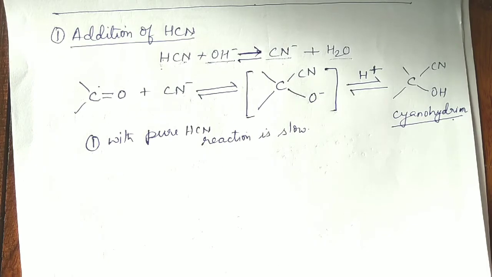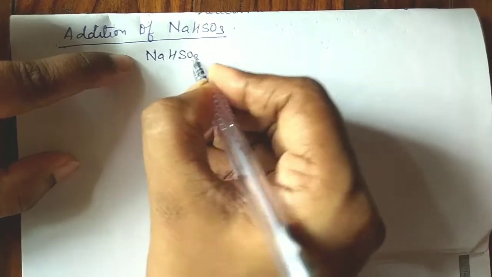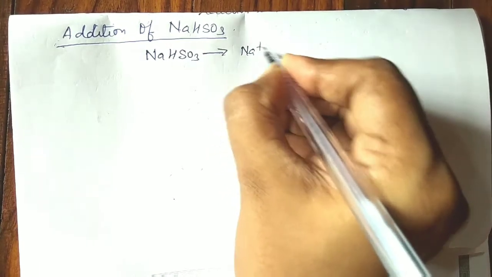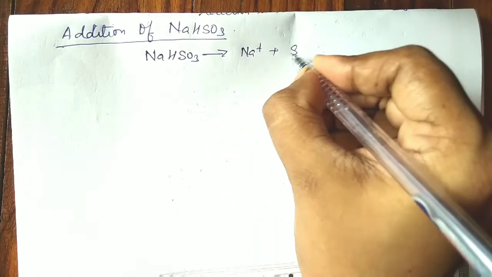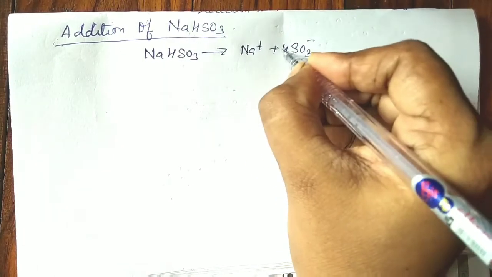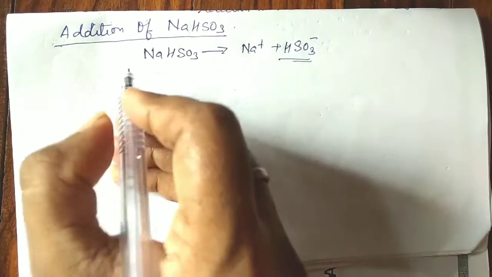Now we will talk about addition of sodium hydrogen sulfite. Addition of sodium bisulfite or sodium hydrogen sulfite. So how will this ionize? NaHSO3 will ionize to give Na+ and HSO3-. And this is the nucleophile which will attack the carbonyl carbon.